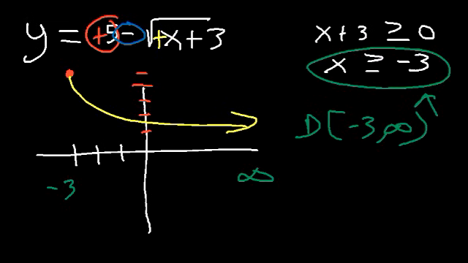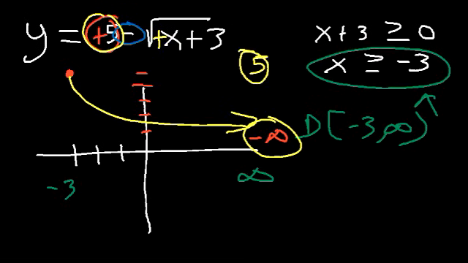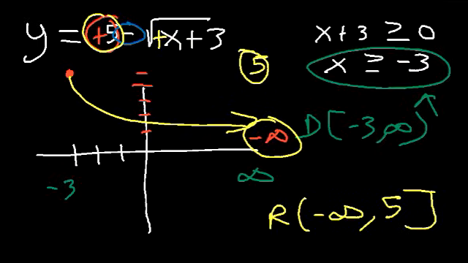Now for the range, the lowest y value is negative infinity, because as this curve goes to the right, it's still decreasing. And so over time, it's going to get smaller and smaller and smaller. So it's going to go down to negative infinity. Now the highest y value is basically this number. So the highest y value is 5. So the range is from negative infinity, and it stops at 5, but it includes 5. So we need a bracket.